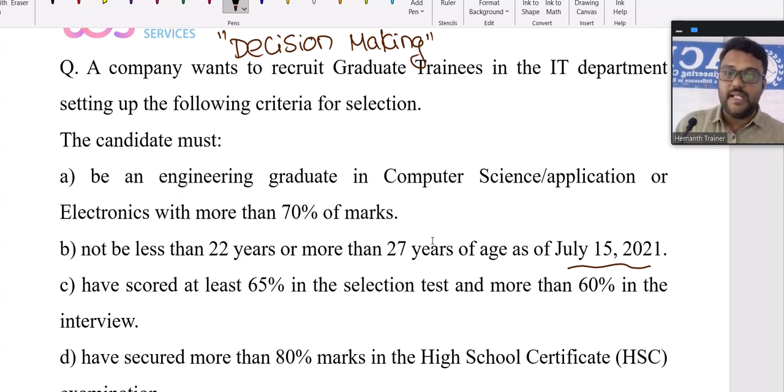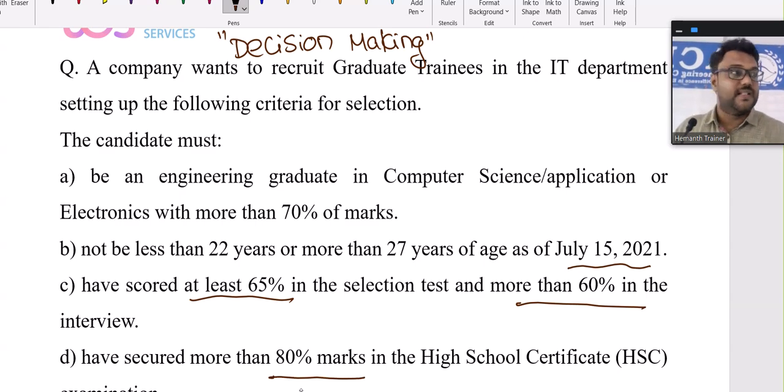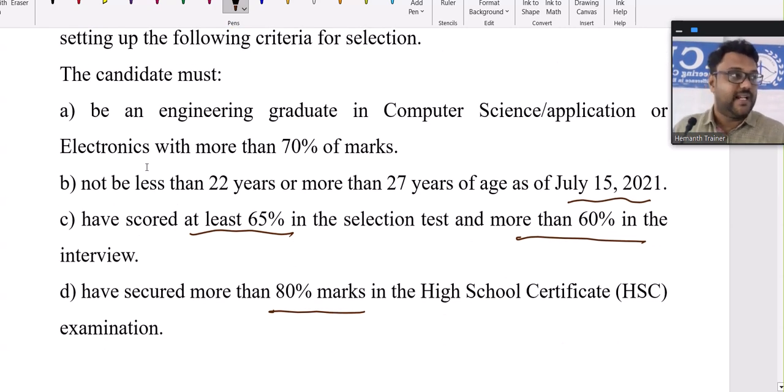Next, as you people are also attending for a drive now, there is a criteria that you must have a certain percentage throughout your BTech, or throughout your academics, intermediate, 10th, diploma. Here they gave 70%. They mention only graduation, and here you are attending a test. In the test they should get at least 65%. After the test, people attend an interview. In the interview they should get more than 60%. And the high school certificate is like intermediate level, so +2 level; 80% is required. These are the conditions they've given. If you satisfy all these conditions, then you are selected.